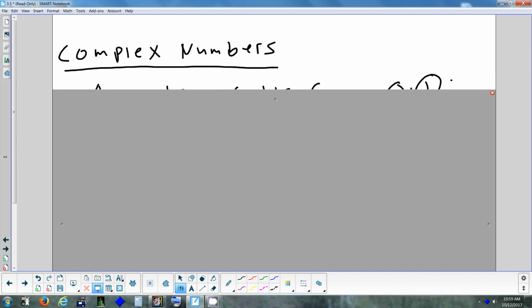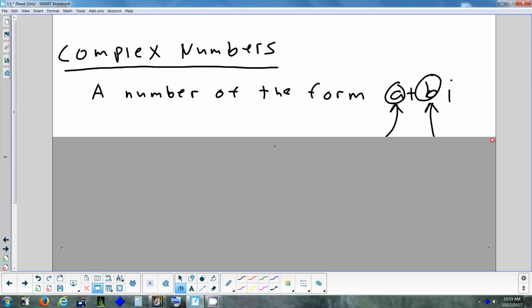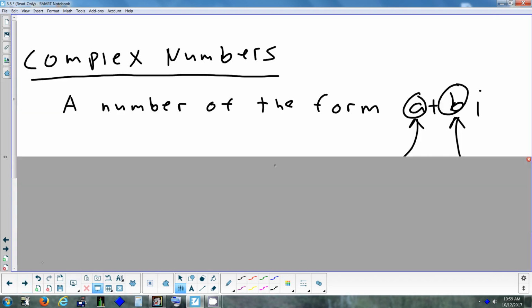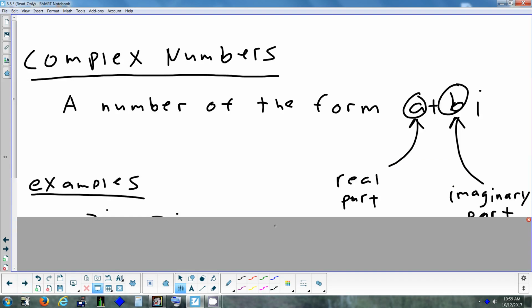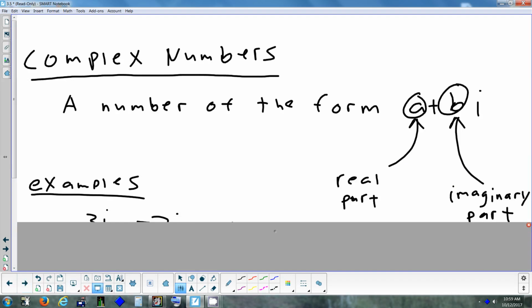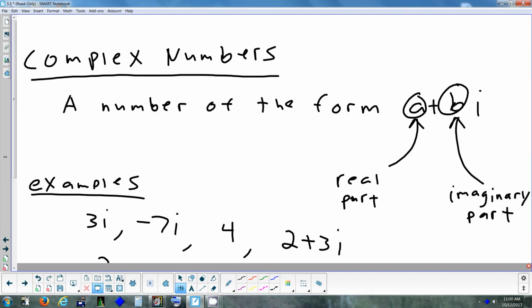Okay, so a quick overview of complex numbers. Complex numbers are written in the form a plus bi. Okay, a is the real part, b is the imaginary part. Here's an example of a complex number exactly in that form: 2 plus 3i. 2 is the real part, 3 is the imaginary part.